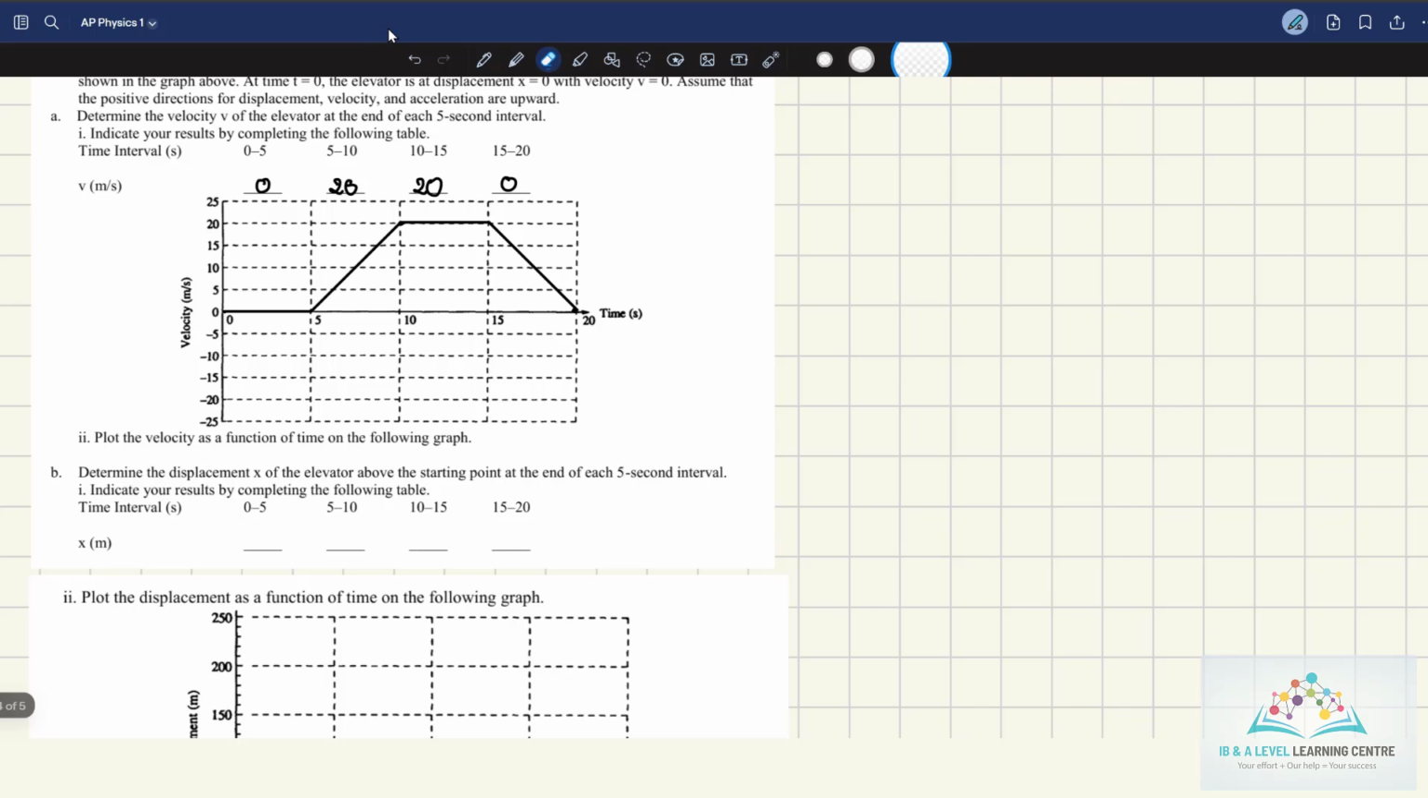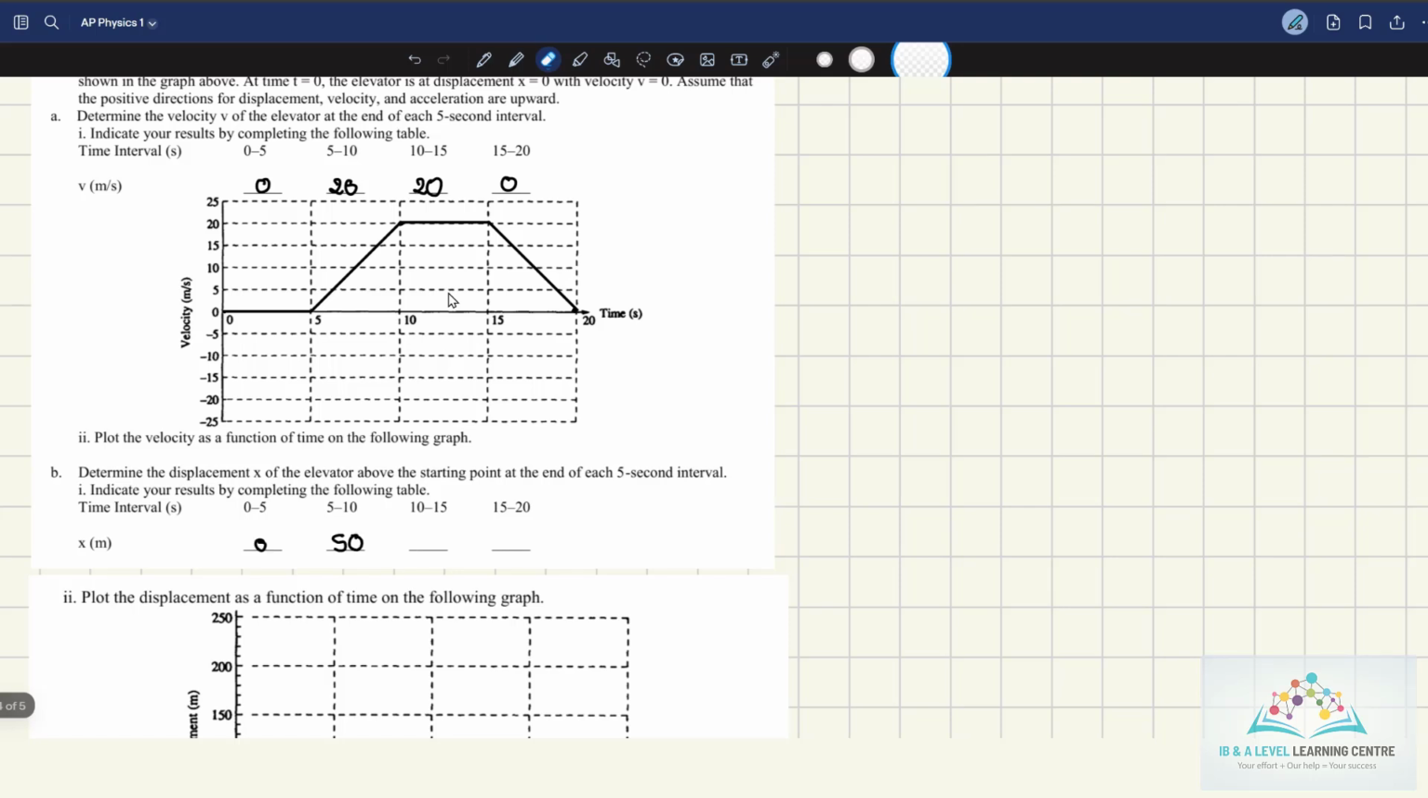Wait, from 10 to 15 seconds, is it the area of the rectangle? We calculate the displacement. Okay, for example, at 10 seconds, we need to calculate the area of the first triangle. And at the end of 15 seconds, we need to add the sum of the 2 areas, the triangle and the rectangle. Yeah, because the question is displacement, meaning compare the position with the starting point. So we need to add the 2 displacements together.